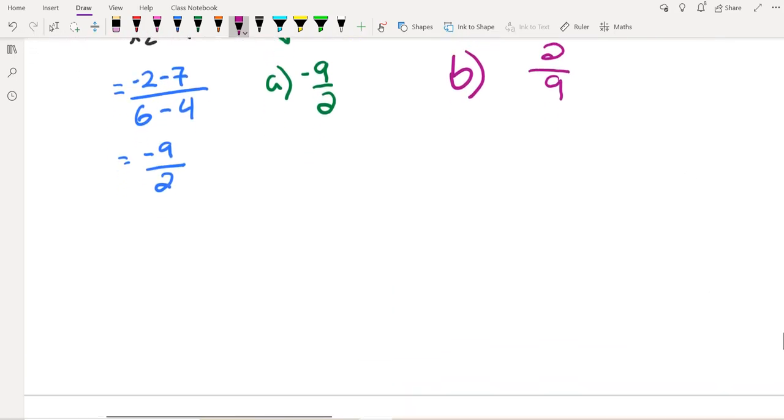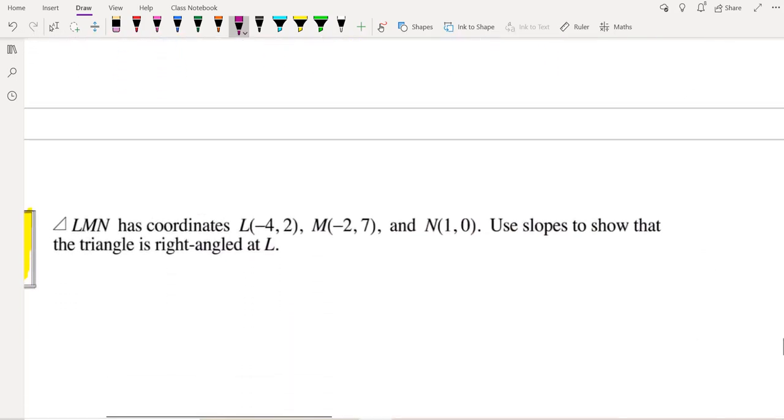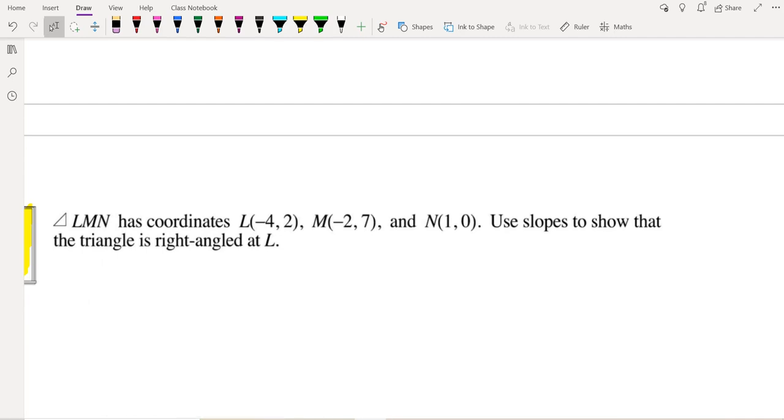The fourth example, it's more of an application question. It gets a little trickier here. Here we are given 3 points, L, M, and N. And we're told that these 3 points make up a triangle. And we're asked to show that it makes a right angle triangle at L. At L is meaning that 90 degrees is happening at L. How do we do this? Right?